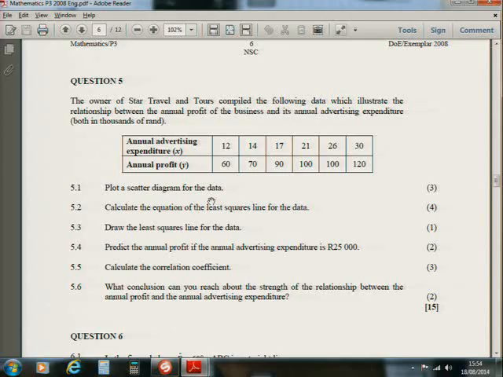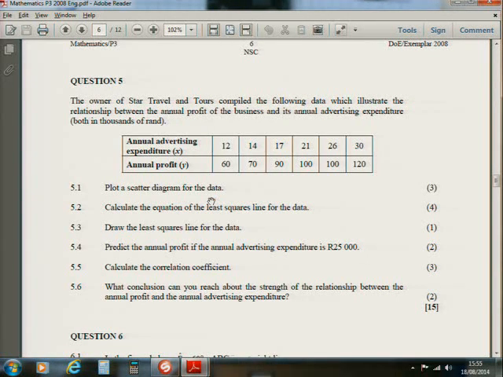And then 14 rand gives 70 rand, 17 rand gives 90 rand. I'm sure you are all checking with me. 17 is 90 rand. And then, I hope I'm correct, 21 is 100.